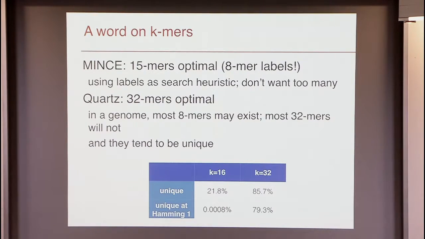In fact, for the human genome, with k equal to 16, a 16-mer is only unique 21.8% of the time. And at Hamming distance 1, it's almost never unique. A 32-mer is unique 85.7% of the time. And at a Hamming distance of 1, it's still unique almost 80% of the time. So this is, I think, an interesting result. The lesson to be drawn from this, I think, is that size of k-mers matters in multiple ways, in terms of efficiency and in terms of what question you're using them to ask.